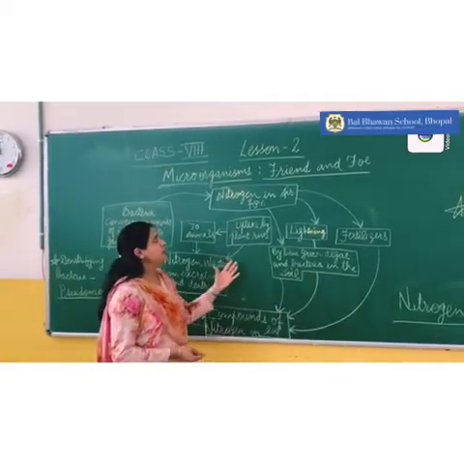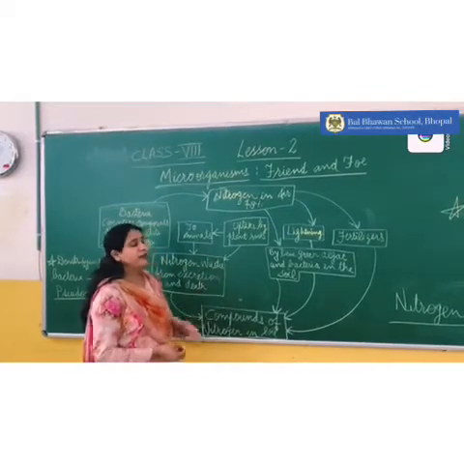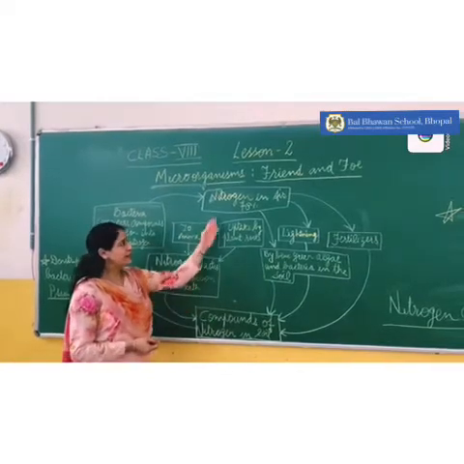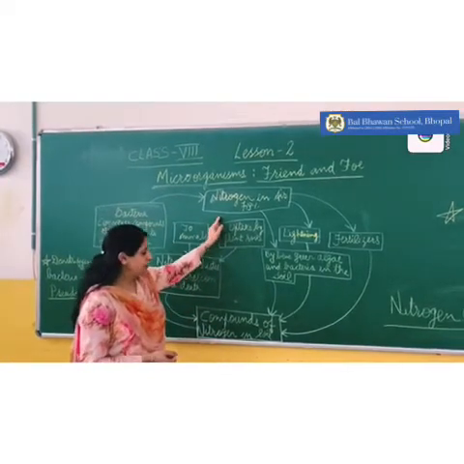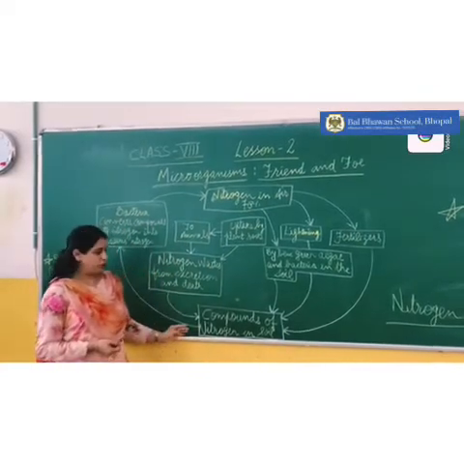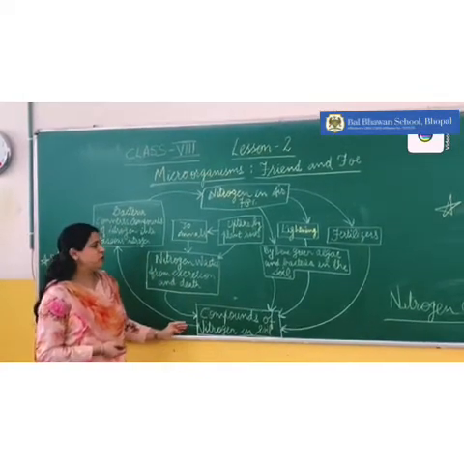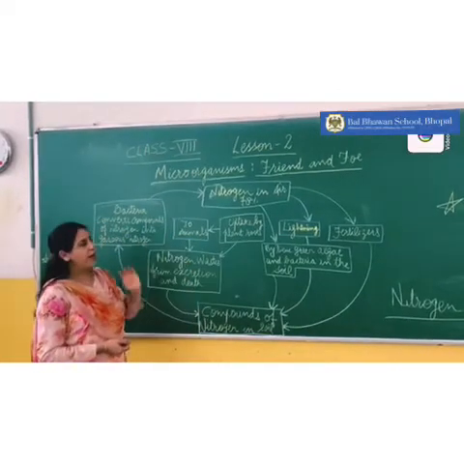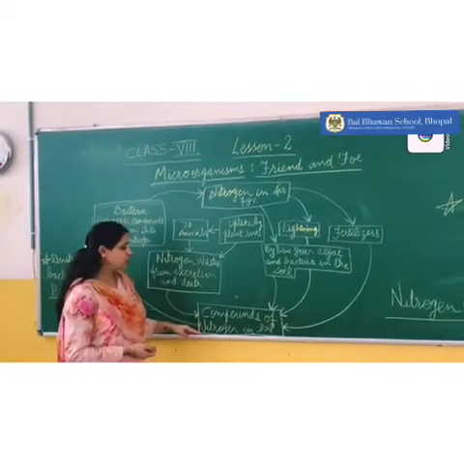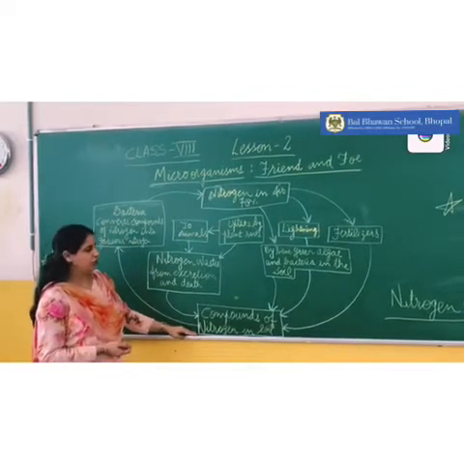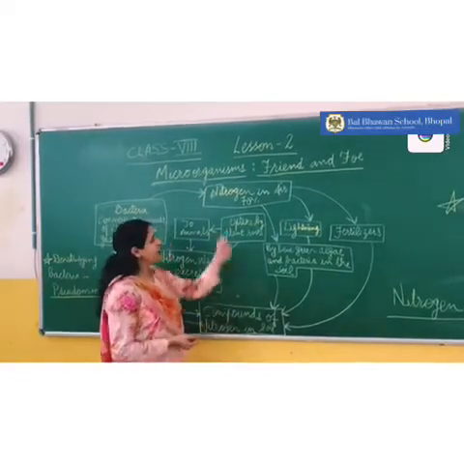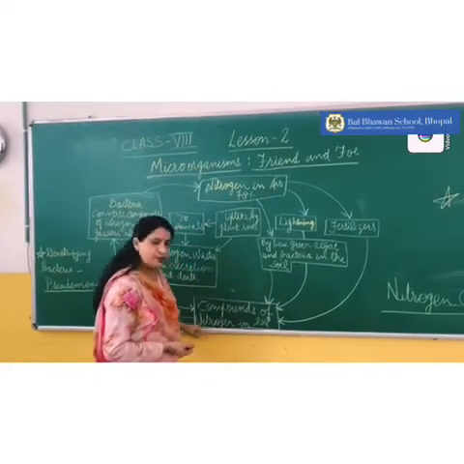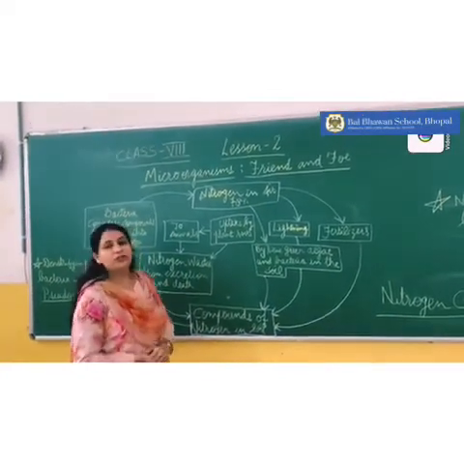But the nitrogen that is there in the atmosphere cannot be absorbed directly by the roots of the plant. This elemental nitrogen needs to be converted into compounds of nitrogen. The compounds of nitrogen will be absorbed by the plants, and from the plants it will go to animals. So this nitrogen first needs to be changed into compounds of nitrogen. Now how can it be changed? Elemental nitrogen can be changed into compounds of nitrogen in three ways.